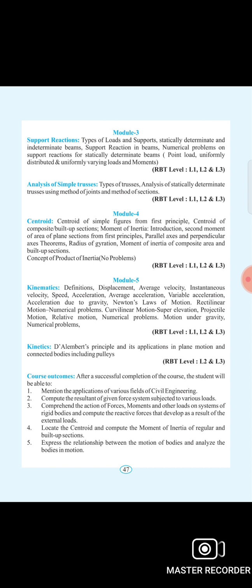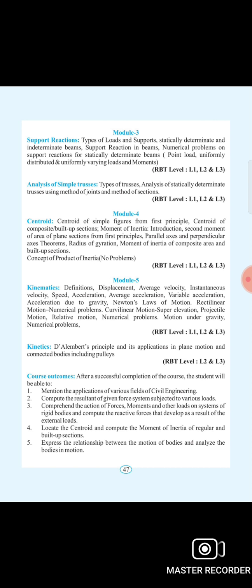So both will be there, and we'll find the average velocity, speed, acceleration or variable acceleration, and again we'll use Newton's laws of motion, and based on that we'll do numericals. When it comes to kinetics, we'll use D'Alembert's principle and its application with respect to the plane of motion, and again we'll do numericals. This is all about the 5 modules of Elements of Civil Engineering in this semester.